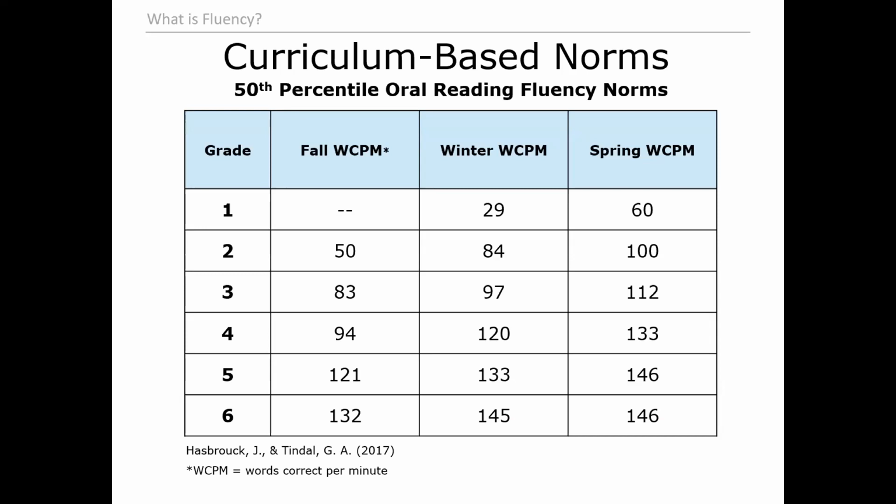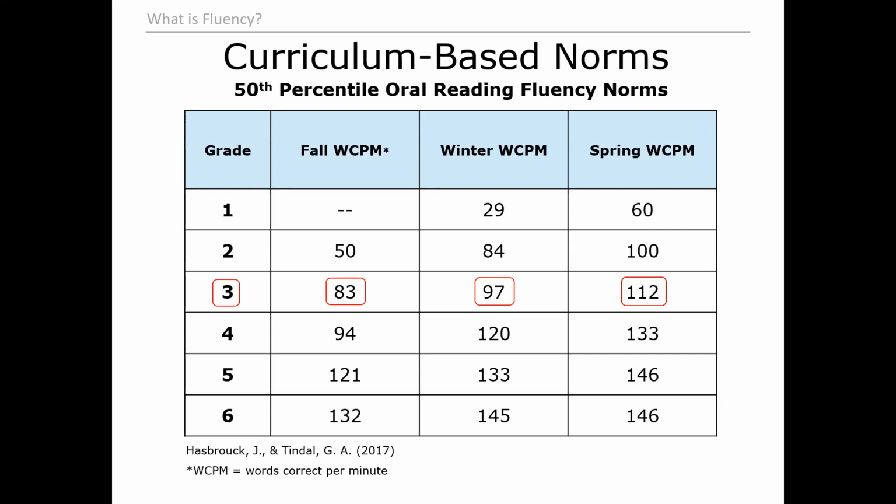These are the 50th percentile scores at the key times of fall, winter, spring, when schools are most likely benchmarking their students. If we look specifically at third grade, we see their scores coming in at the 50th percentile. Those kids read about 83 words per minute. But as we go across the row and as we look at all of the other grades, you'll notice everyone's scores go up, of course, and that makes sense to us.